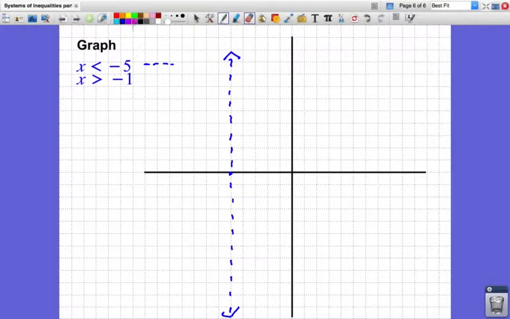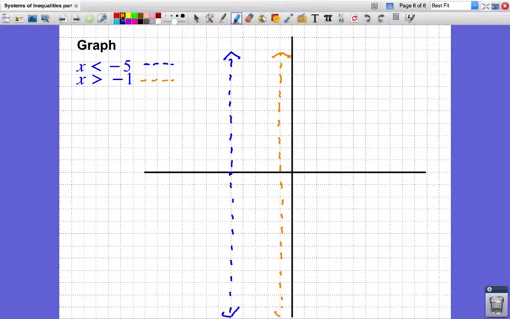Okay. And now I also have x is greater than negative 1. Again, I need a dashed line. I need to find negative 1, which is right here. And let's do my dashed line. So those are my two graphs. So now let's do my shading. Let's see where these two shade.